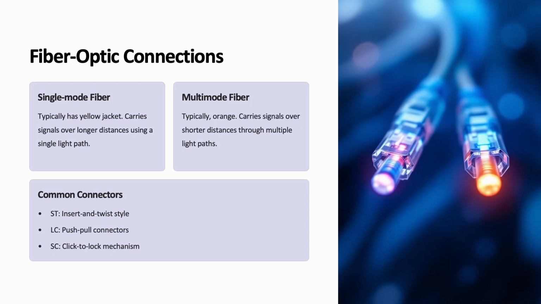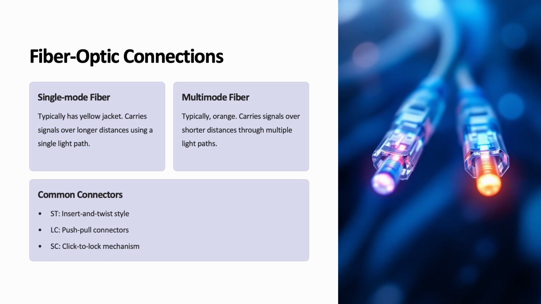There are two main types of fiber: single mode and multi-mode. The single mode carries signals over longer distances using a single light path. The multi-mode carries signals over shorter distances through multiple light paths. There are multiple connectors for fiber cables, each serving different purposes. The most common connectors are ST, LC, and SC.